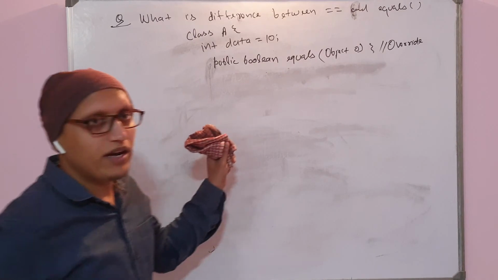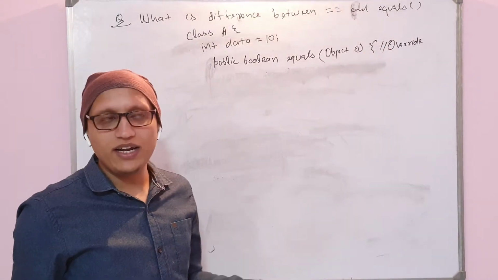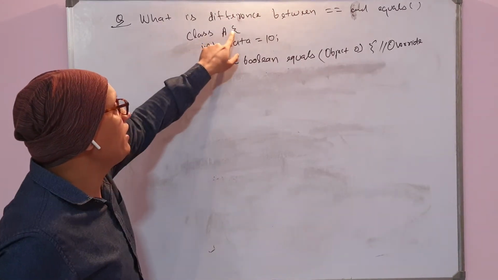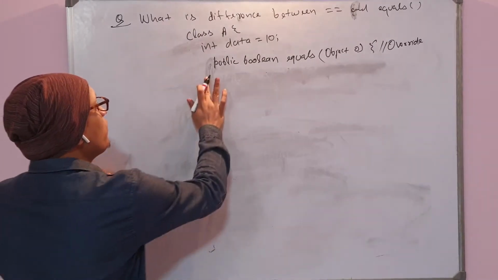Why are we saying it is overridden? Because this equals method is already available in the Object class, and that Object class is internally inherited by A. So we need to override this. What do we need to do?